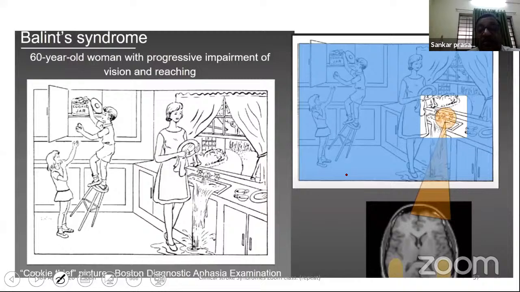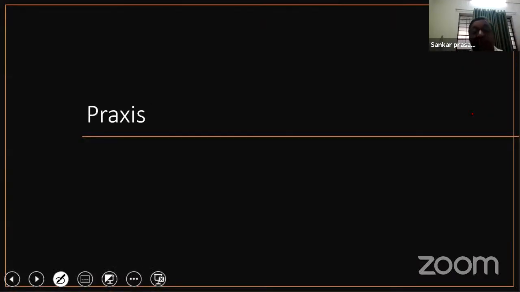And this is Balint syndrome, which I was telling you. The cookie jar picture: there is a boy stealing the cookies. There's a girl standing next. The stool is falling. The lady is washing clothes, washing utensils. It is overflowing. What is overflowing? If I ask him to describe this picture, the cookie thief picture of the Boston Diagnostic Aphasia Examination, he will only see a part of it. The whole thing he is not able to absorb. So this is Balint syndrome, simultanagnosia, right? That's what I did. Now we'll come to the praxis.